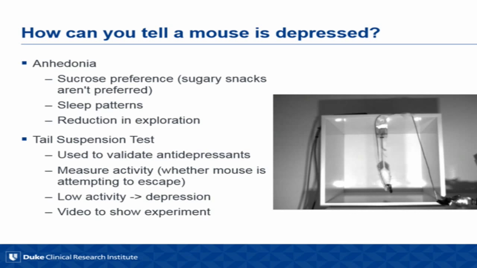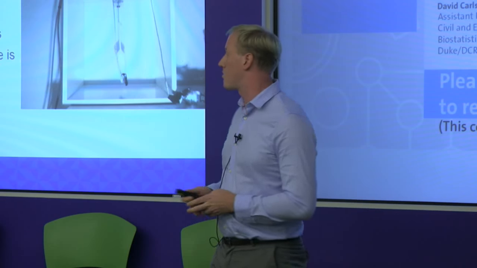You can also look at reduction in sleep patterns. You can look at whether they're still enjoying exploration, or if you put them in a new environment, whether they explore at all. You can also look at sex drive, which I've fortunately never had to check myself. But there's also a lot of more direct tests. So the anhedonia measurements are usually taken over several days. So it's an accurate measurement, but it takes a while to do.